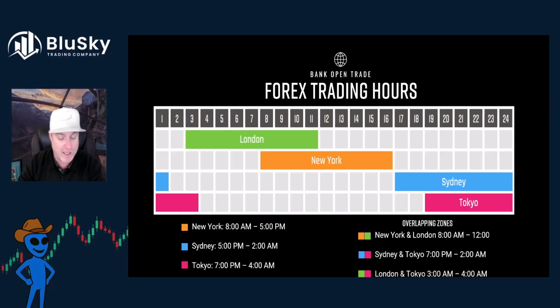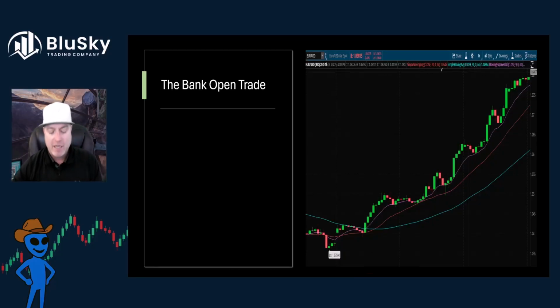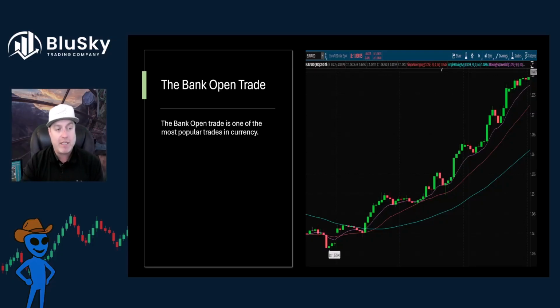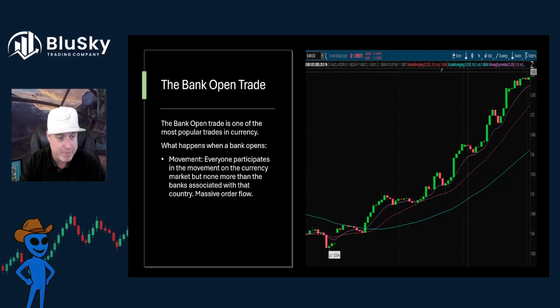forex and currency itself. Now, the bank open trade is simply understanding when the bank opens up and what the price and the technical situation is going into that banking open. And so when you're thinking about the bank open, it opens up 4 different times throughout the 24-hour period, on each one of those 4 major banks.